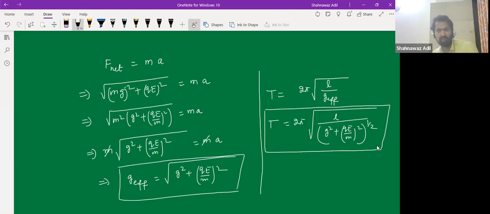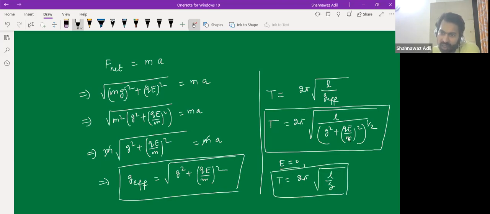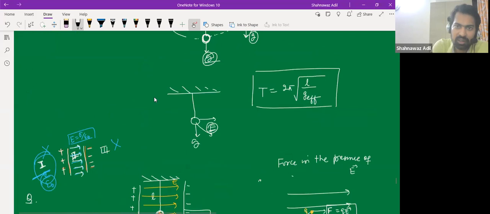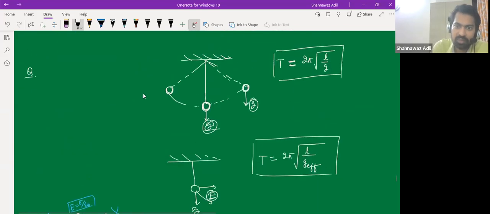So if the electric field is zero, if E is zero, then I will get back T is 2 pi root of L by g, right? So due to this external electric field, you have this g effective. Is this part clear, guys? Okay, so please note down this part. This part is from here. Please note it down, and if you have any doubt, please ask.